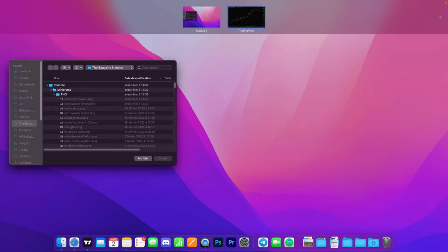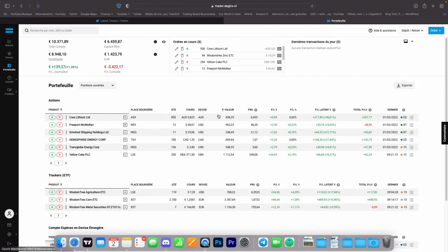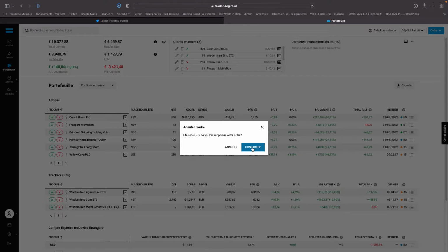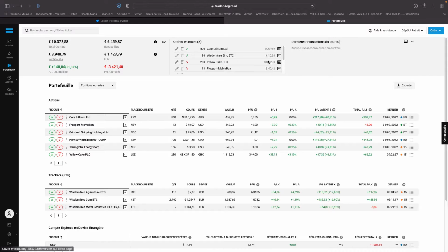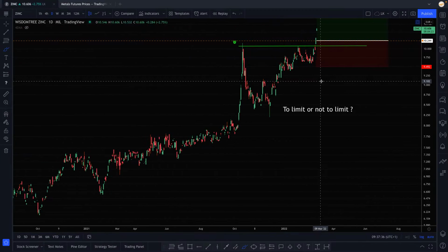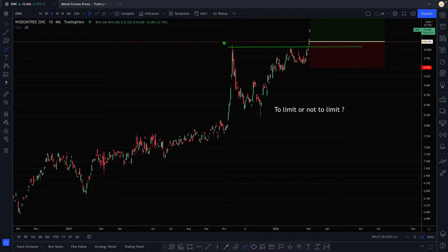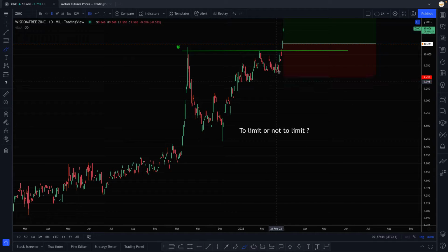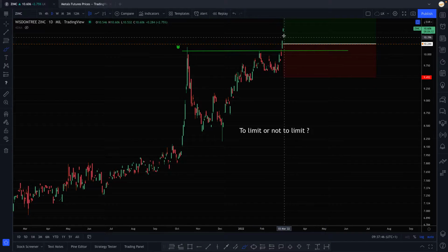So I'm going to display my broker account. I hope there is nothing problematic that is to be displayed. You can see right there, "ordre en cours" means open orders in French. I have an open order for WisdomTree Zinc, which I'm going to remove because it's no longer useful, at 10.24 euros. You can see right there that the price is already at 10.606 euros. The problem with this trade is that I could not even enter the asset. It went up in a gap and went straight up.